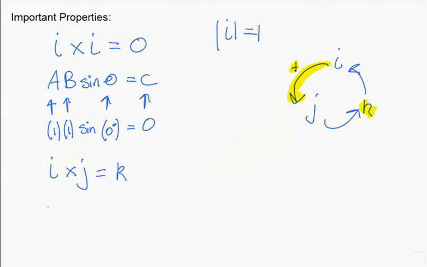Take, for example, if we had I cross K. Using the same theory, we can move from I to K. However, we are moving against the arrows, which means it's a negative. The resultant would be a J, however, the resultant would be negative J, due to the negative which is here.